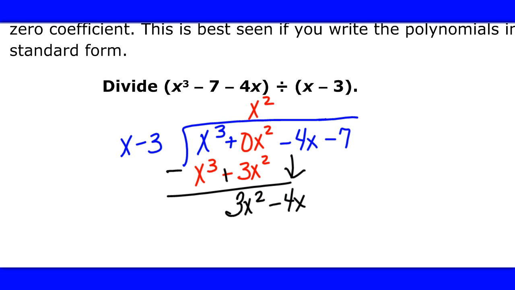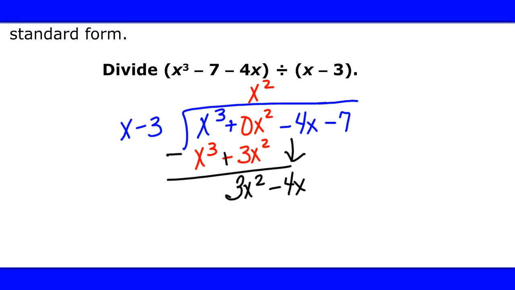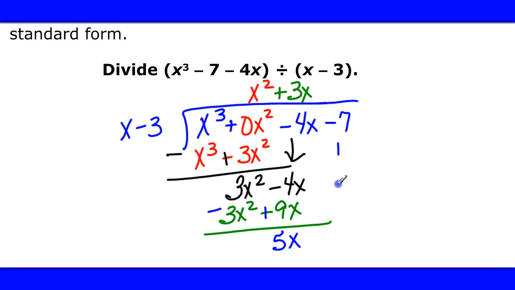Repeat the process. What times x will give me 3x squared? I think that's going to be a positive 3x. So 3x times x is 3x squared. 3x times negative 3 is negative 9x. We are going to subtract those, and that's going to give me a 0. This is going to give me a 5x. Bring down the next term here, which is a minus 7.